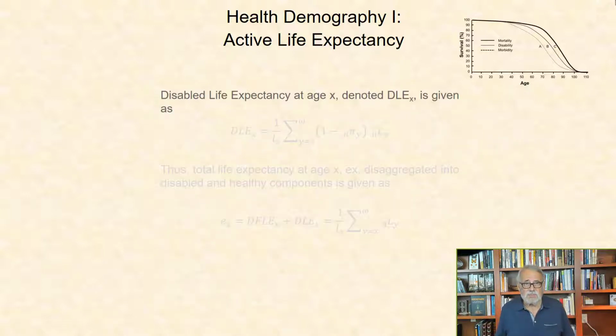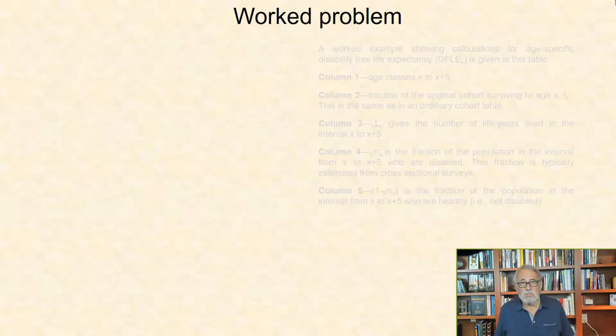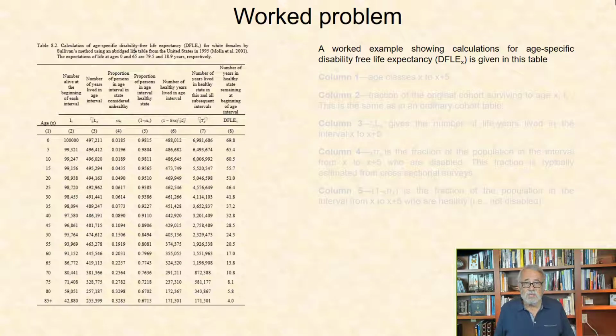Disabled life expectancy at age x, denoted DLE_x, is given as this equation. Thus, total life expectancy at age x, E_x, disaggregated into disabled and healthy components, is given as this equation. A worked example showing calculations for age-specific disability-free life expectancy is given in this table.